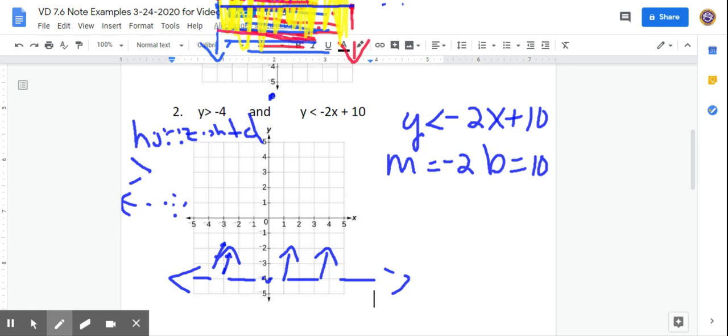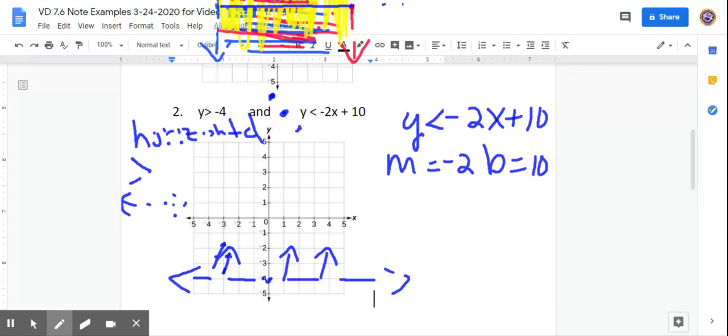Okay, all right. And then we would use our slope to go down 1, over 1. Okay, I'm going to actually find an ordered pair. If x equals 1, then y equals 8. So here, down 1 over 2. If x equals 2, then y equals 6. So that would be about here.